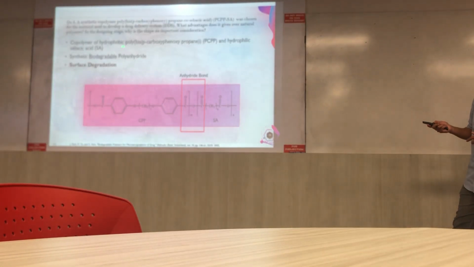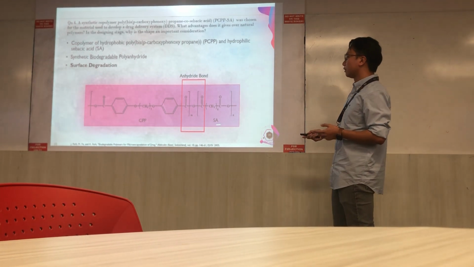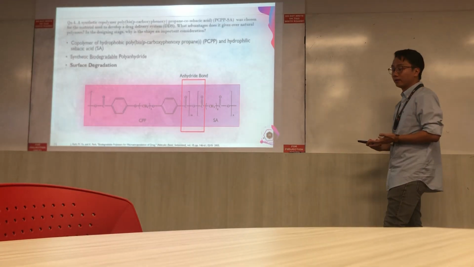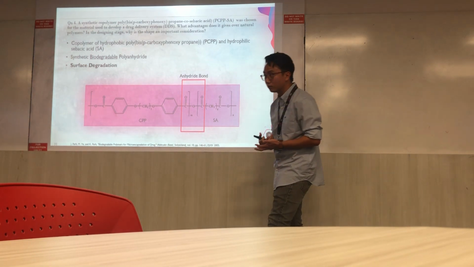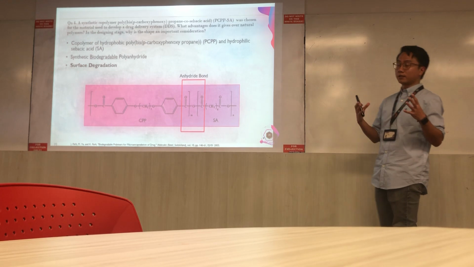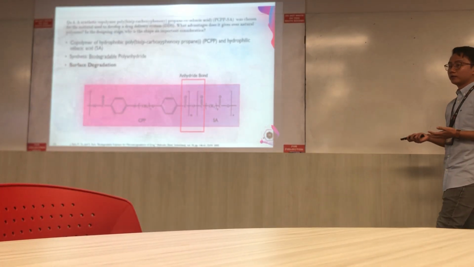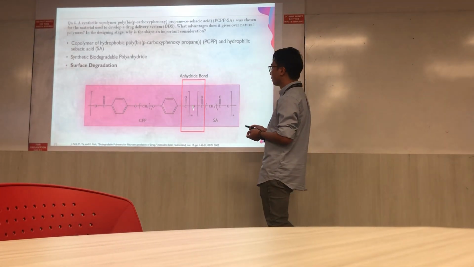If I have a large chunk of CPP in the whole polymer, with only a little percentage of SA, overall the hydrophobicity is there. It is very difficult for water to penetrate through the material. The hydrolysis or degradation will thus be limited to only the surface, unless you have a huge chunk of SA.